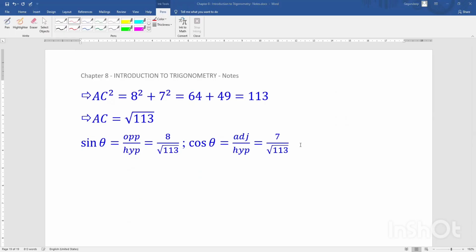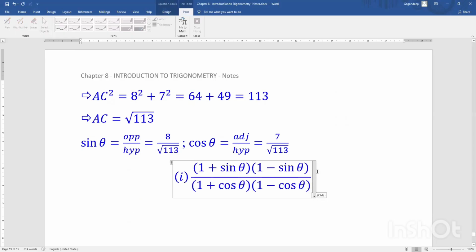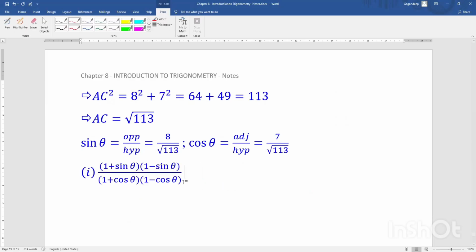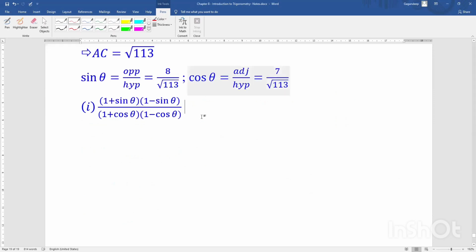Okay, now I have the problem. For this, we need to evaluate (1 plus sin theta)(1 minus sin theta) over (1 plus cos theta)(1 minus cos theta). So actually, here we are going to use the identity (a plus b)(a minus b), which is nothing but a square minus b square. So using (a plus b)(a minus b), we get a square minus b square.